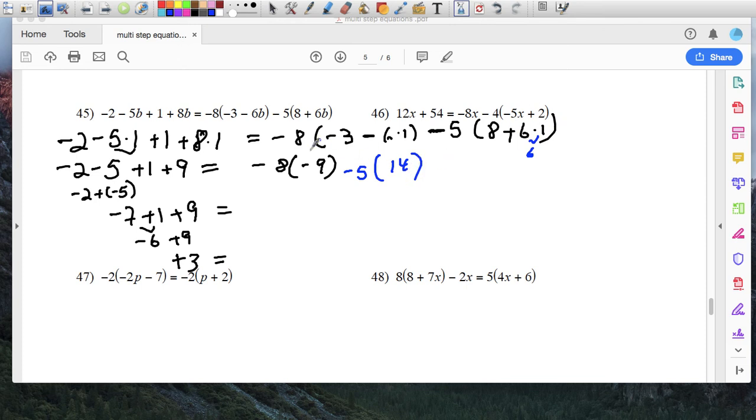But this whole parenthesis equals 14. Negative 8 and negative 9 is positive 72. And then negative 5 times 14 is going to be negative something. No idea what this is. 5 times 4 is 20. This is wrong. Oh, this is supposed to be an 8. This is supposed to be an 8. This is supposed to be an 8. And that gives us 2. Sorry. And 5 times 14 is 70. And 72 minus 70 is just 2, which equals 2 on the other side.